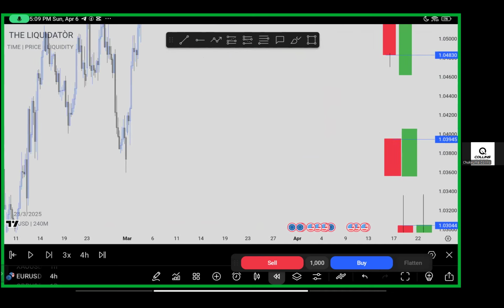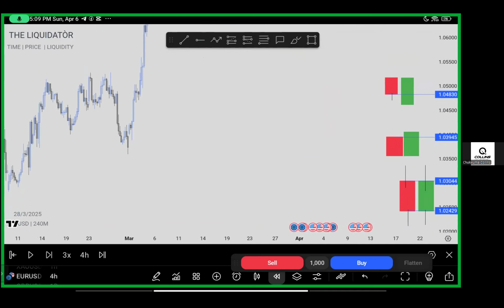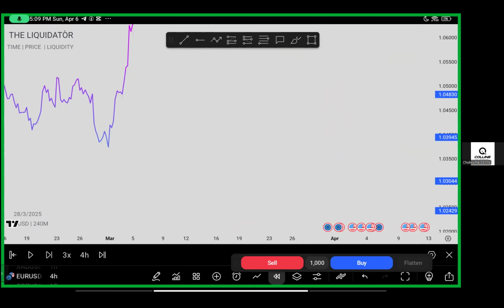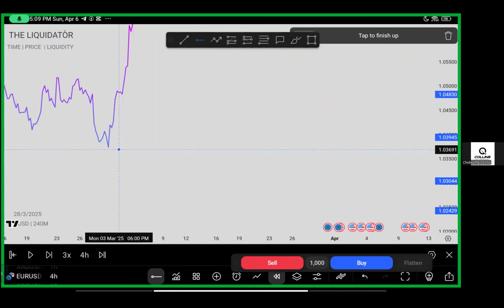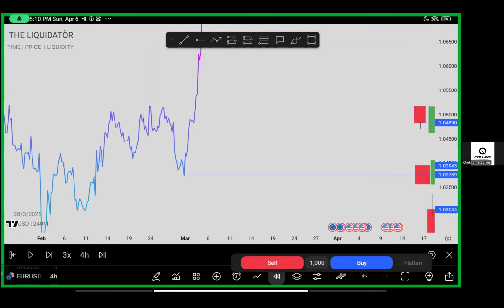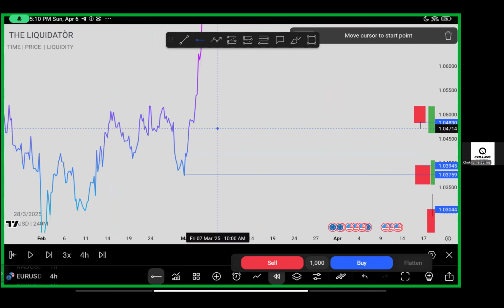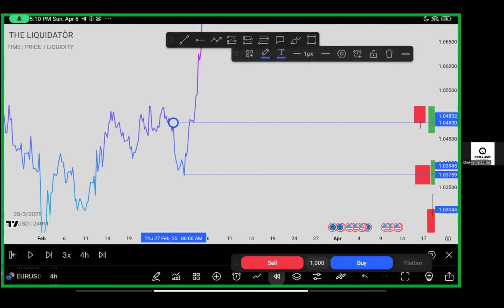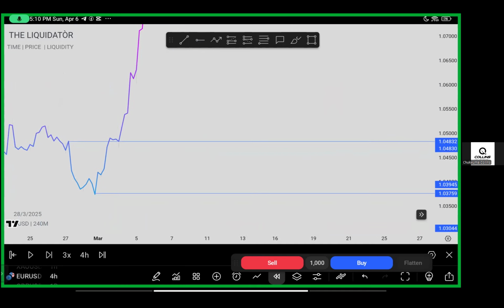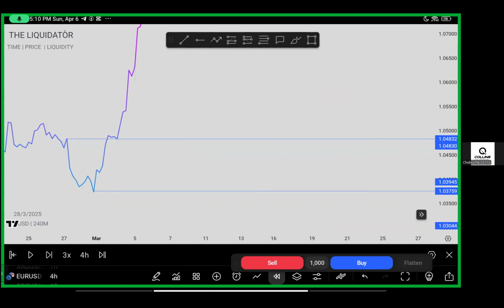Now let's go to the line chart. Now let's select the breakout block on the line chart. So this is going to be the rejection block here on the line chart, the rejection block, and this is going to be the breakout block right here. You have seen this. This is going to be the rejection block, and this is going to be the breakout block. So let me go back to the chart.